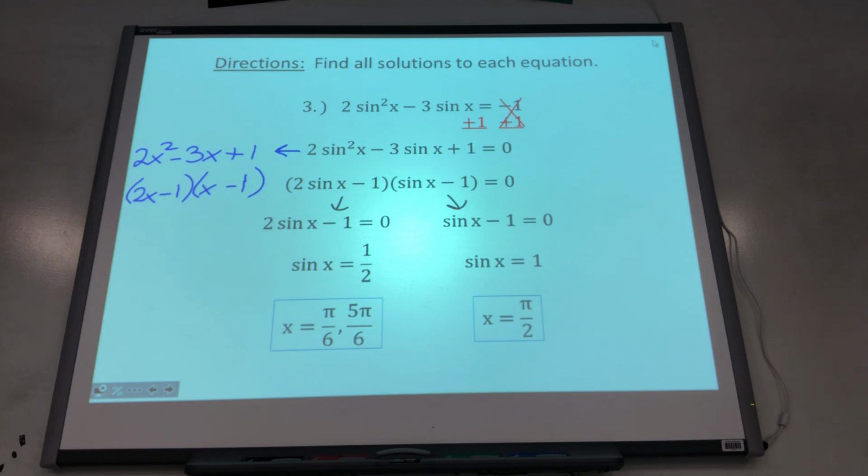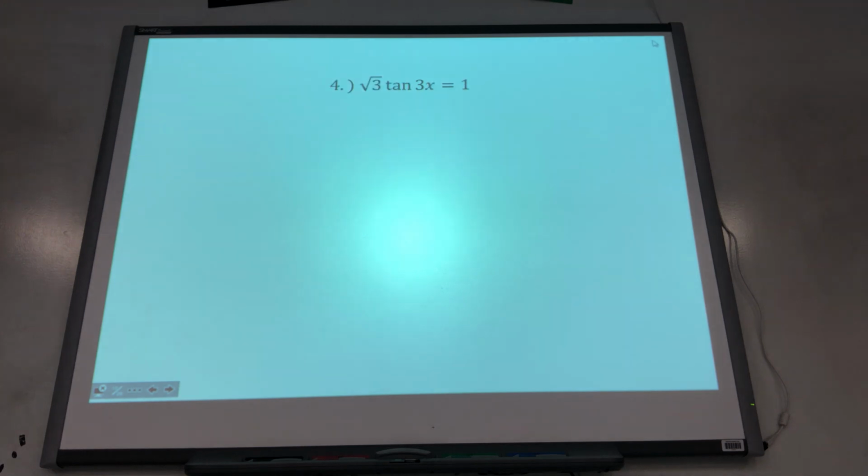Okie doke. Find all the solutions. You've got to go all the way to where you figure out what x is. Okay, now I'm going to do another equation here with number 4. And this is a very good review problem. There's a lot in this that we need to remember.